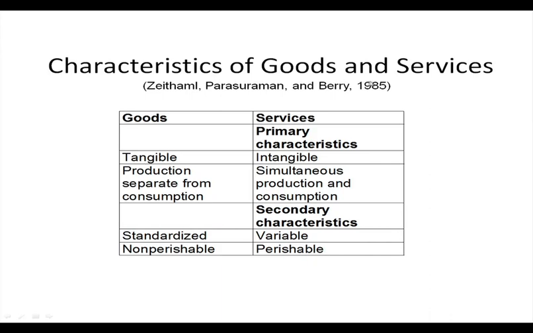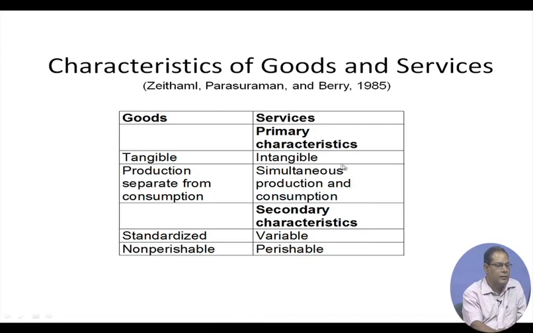Then we come to the characteristics of goods and services, or rather characteristics of the services. Zeithaml, Parasuraman and Berry have written about in 1985 as the four important characteristics of services. Here we have divided those characteristics into two major types, that is the primary characteristics and secondary characteristics.